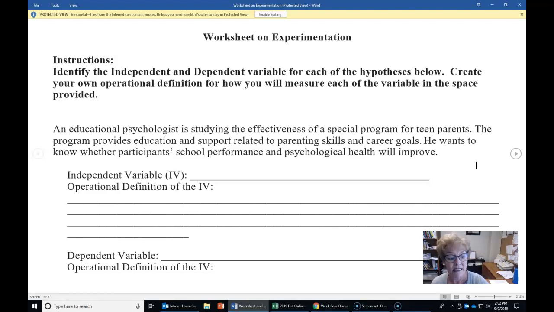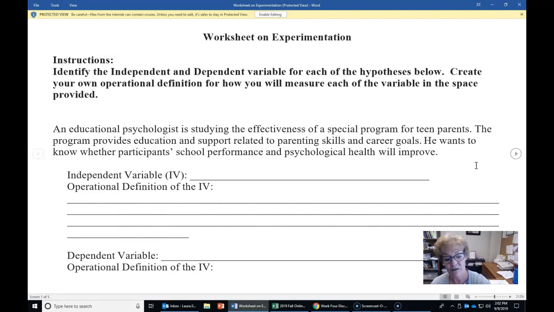Okay? And then my dependent variable in this one would, of course, be the participants' school performance and psychological health. So now I would have to go in and operationally define how I am going to measure school performance. If it's just GPA, then that's easy. I just put GPA. Then how do I measure psychological health? How do I tell whether psychological health is improved? So you need to come up with how you would actually measure that.